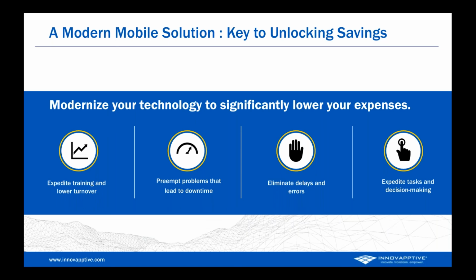We're very much about trying to eliminate delays and errors in particular, so stock accuracy is still a major cost driver. If you're able to increase stock accuracy by even 1 or 2%, it can have huge benefits in terms of inventory saving costs. And then it's expediting decision making, so communication between the workforce and the managers, having really clear visibility into what's going on minute by minute in the operation. They're all powerful benefits from having a modern mobile solution.